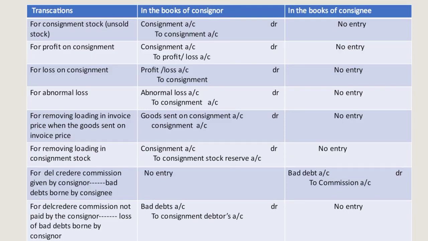And for the del credere commission, bad debt to be borne by the consignee. If the bad debt is to be borne by the consignee, bad debt account debited to commission. For the del credere commission not paid by the consignor, or loss to be borne by the consignor, then bad debt to consignment debtor. Now here the terms and conditions will be clear. Who is going to bear the loss of the bad debt?